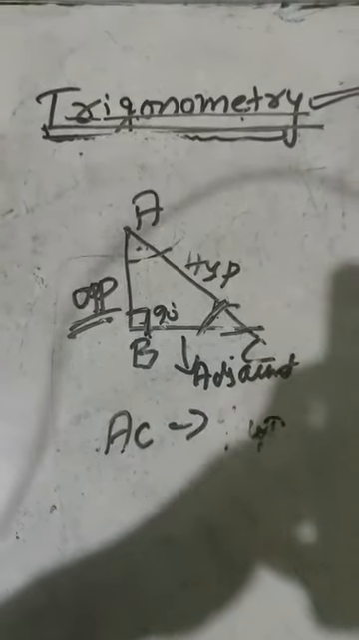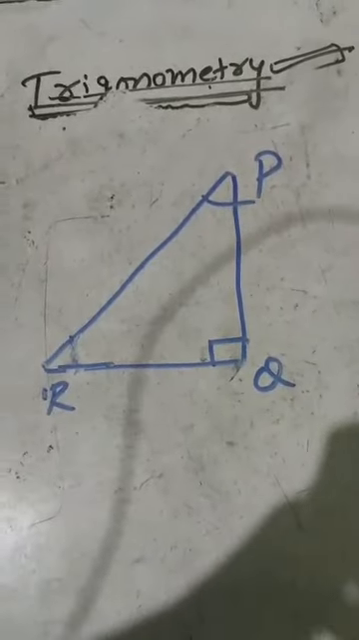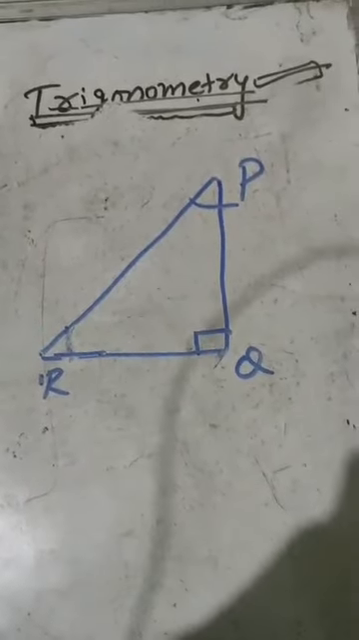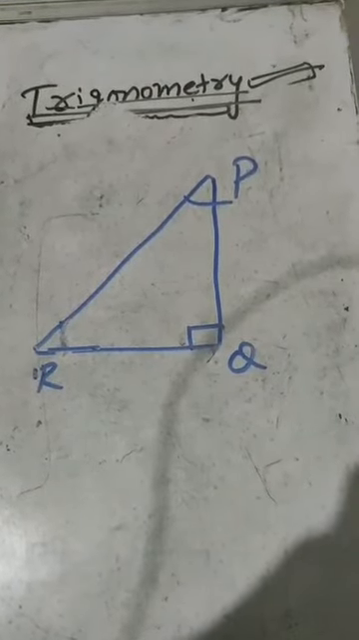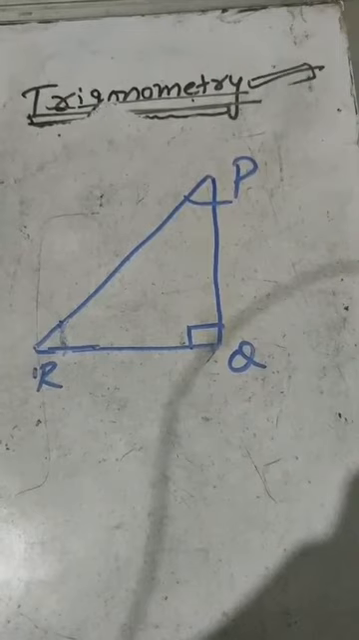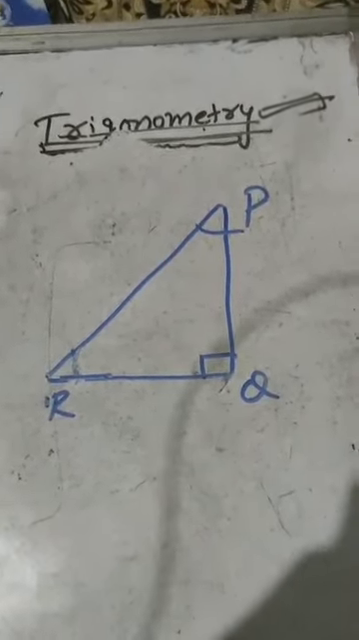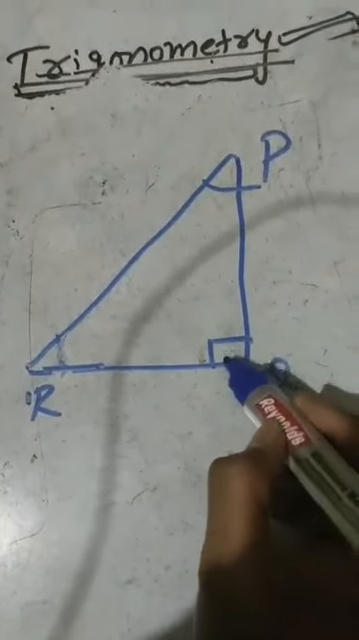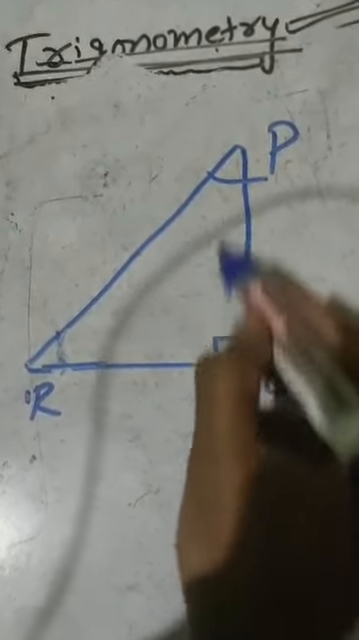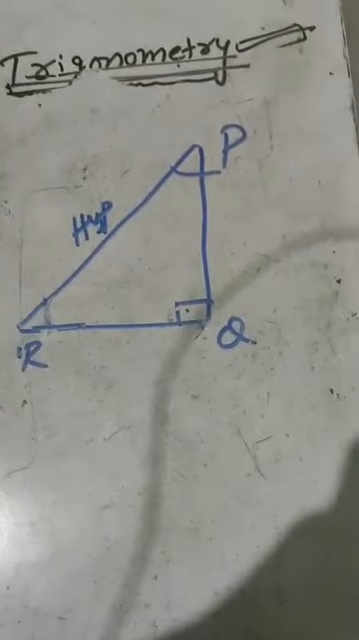We go through one more example now. Here we have right angle triangle PQR. Then we can identify the opposite, adjacent and hypotenuse. First we mark the hypotenuse. Hypotenuse means the side opposite to the right angle. Here angle Q is the right angle, so the opposite side is the hypotenuse, that is PR. PR is the hypotenuse.